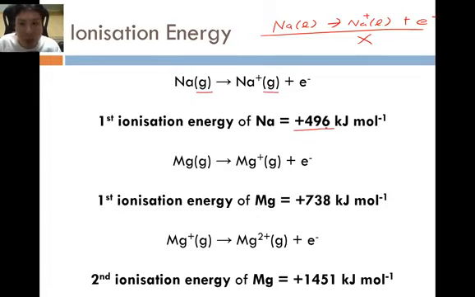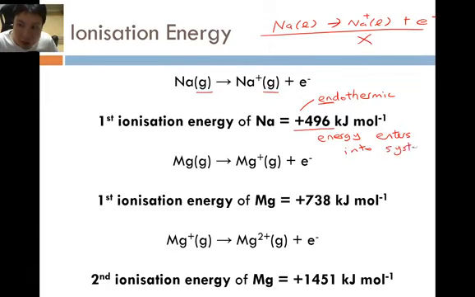Notice that the first ionization energy is positive. We haven't learned energetics yet, but if you recall from your secondary school chemistry, a positive value means that the reaction is endothermic, which means that energy enters into the system. So basically you need to use energy to bombard the sodium atom so that you can remove the electron. The reason you need energy to do so is because the valence electron of the sodium atom is negatively charged and attracted towards the nucleus of the sodium atom.